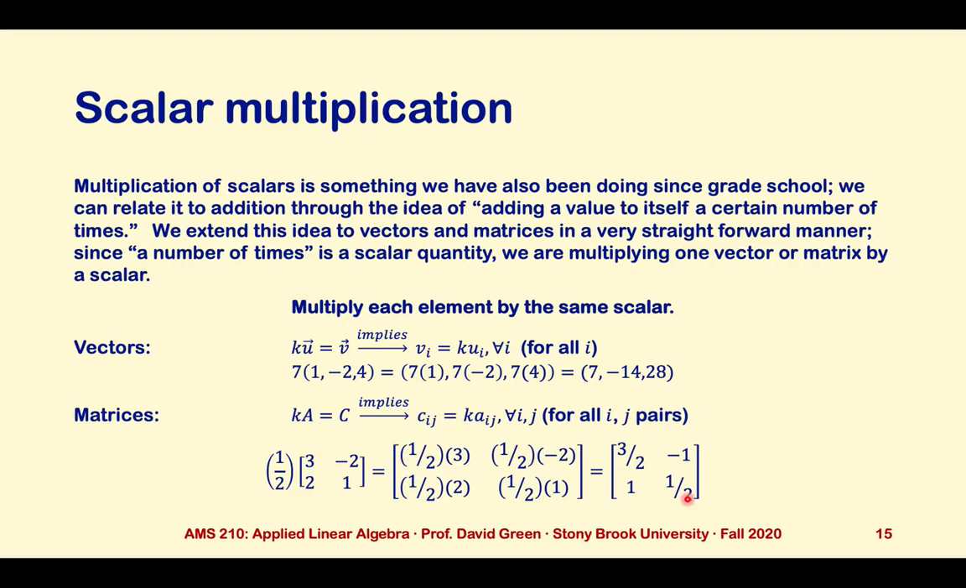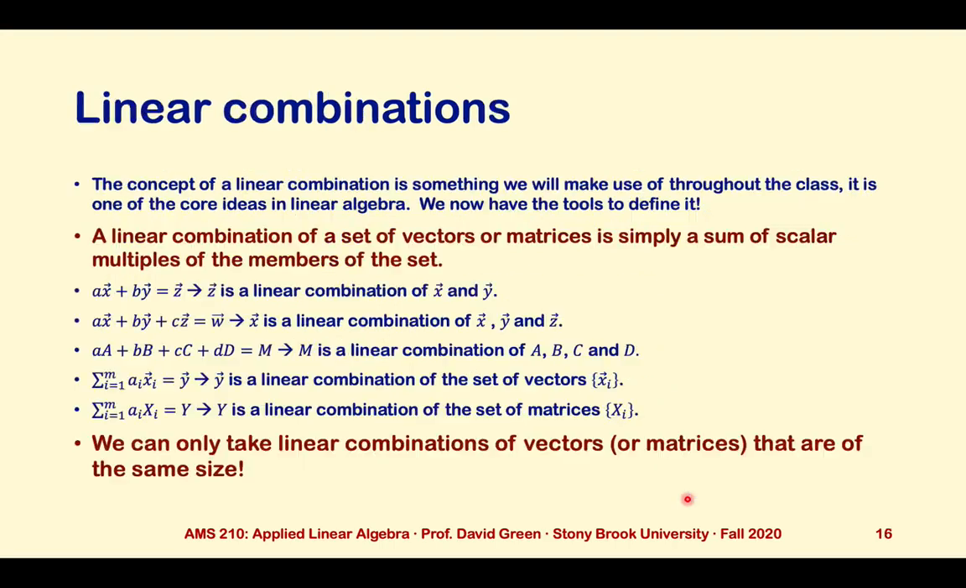Because this is what we do, the result of multiplying a vector by a scalar or a matrix by a scalar is a vector or matrix of exactly the same size. Multiplication by a scalar does not change the size of the object we are working with.